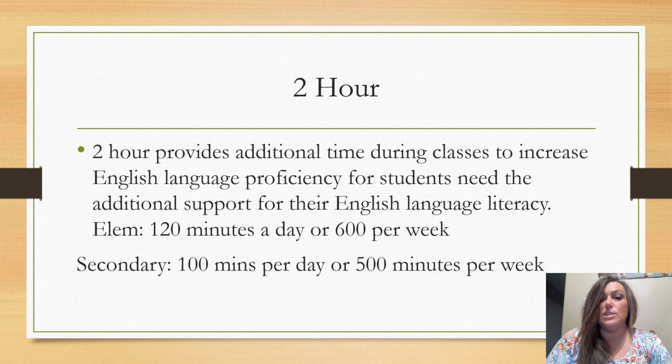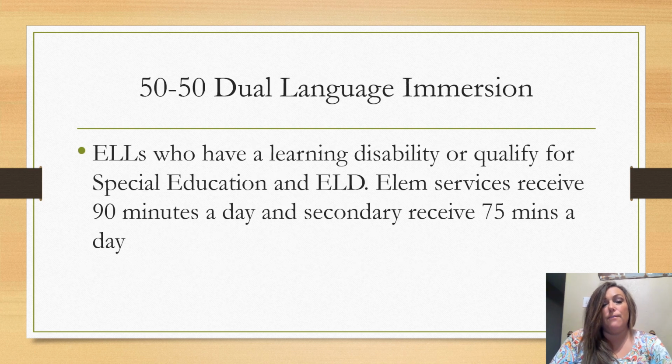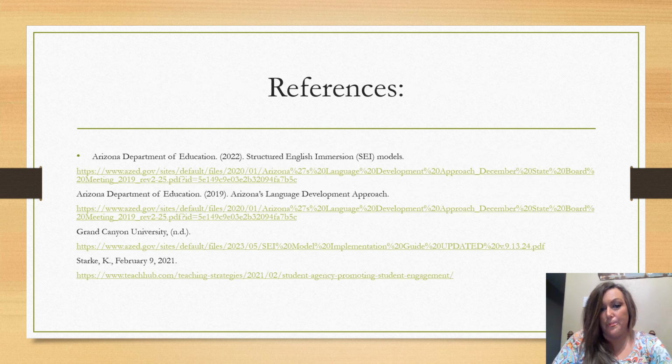2-hour provides additional time during classes to increase English language proficiency for students that need additional support for their English language literacy. Elementary is 120 minutes a day or 600 minutes per week, and secondary is 100 minutes per day and 500 minutes per week. 50-50 dual language immersion is for ELLs who have a learning disability or qualify for special education in ELD. Elementary services receive 90 minutes a day and secondary receives 75 minutes a day.